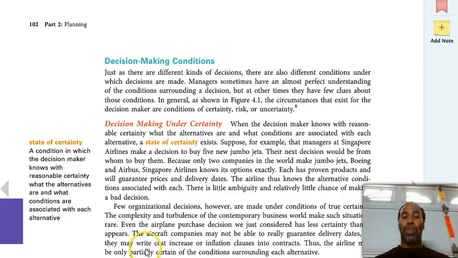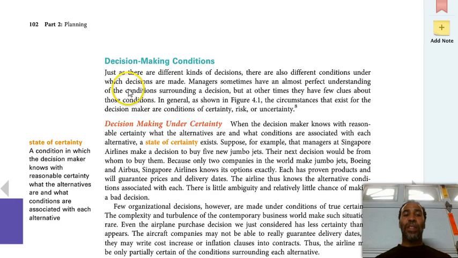But what you want to do is make sure that in making those decisions. So now we have the state of certainty. A condition in which the decision maker knows with reasonable certainty what the alternatives are and what conditions are associated with each alternative. Meaning that you know your alternative: when you get up in the morning, you take a shower.